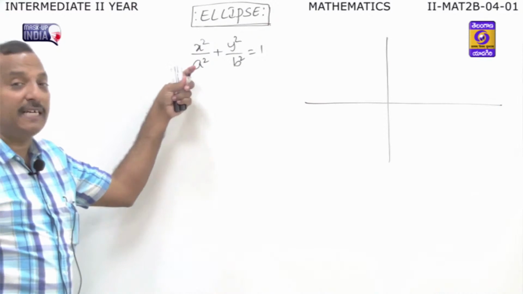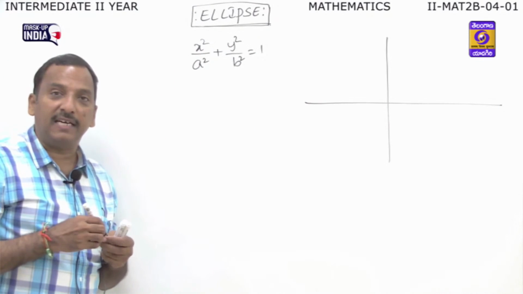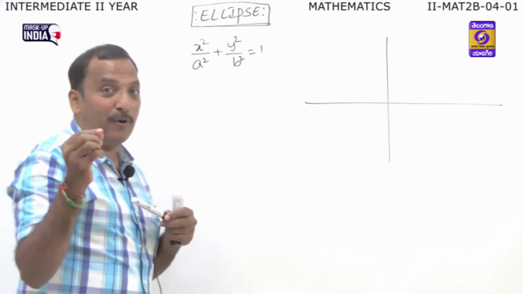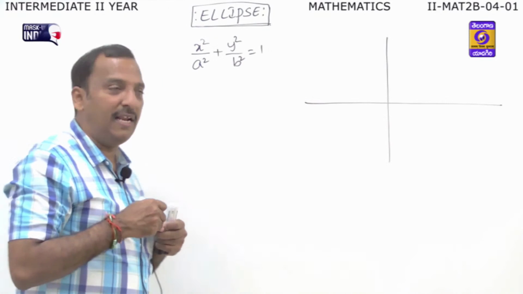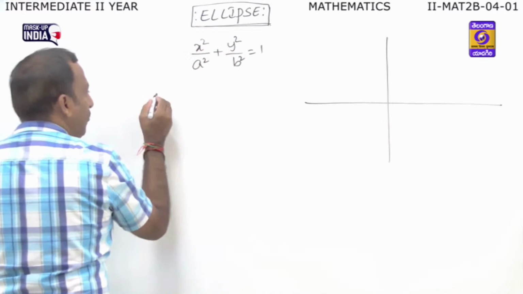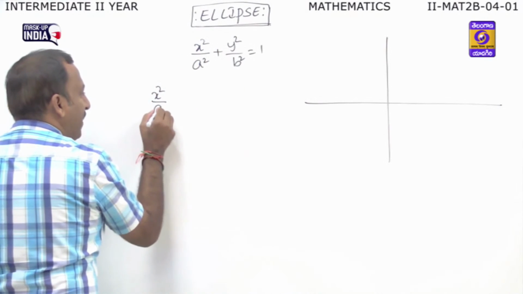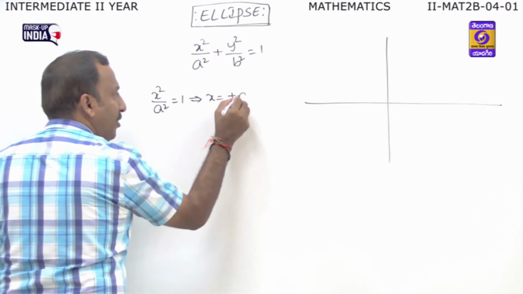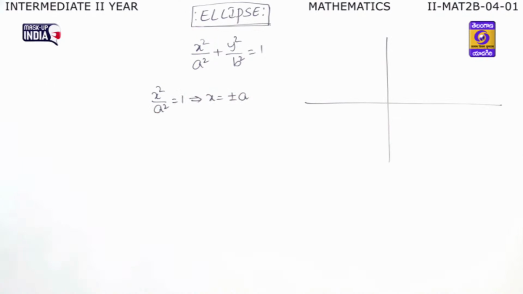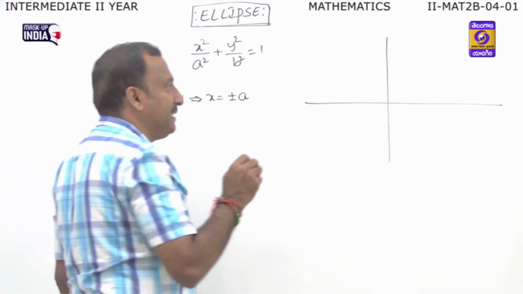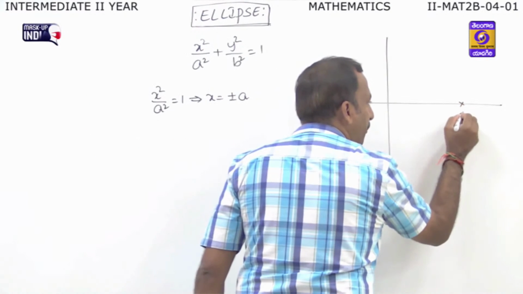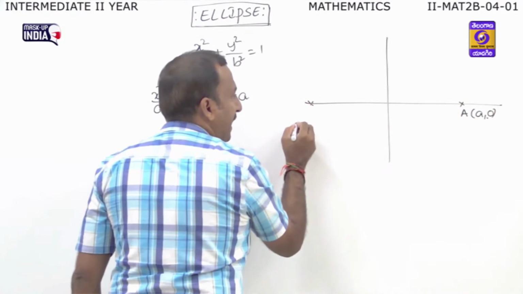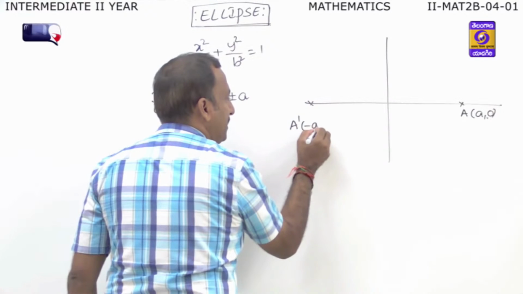Where this ellipse cuts the x-axis, at that point y is equal to 0, since for any point on the x-axis the y coordinate is 0. So if you put y equal to 0, what will you get? x square by a square is equal to 1, that implies x is equal to plus or minus a. This implies the ellipse cuts the x-axis in 2 points, A(a, 0) and A dash (minus a, 0).